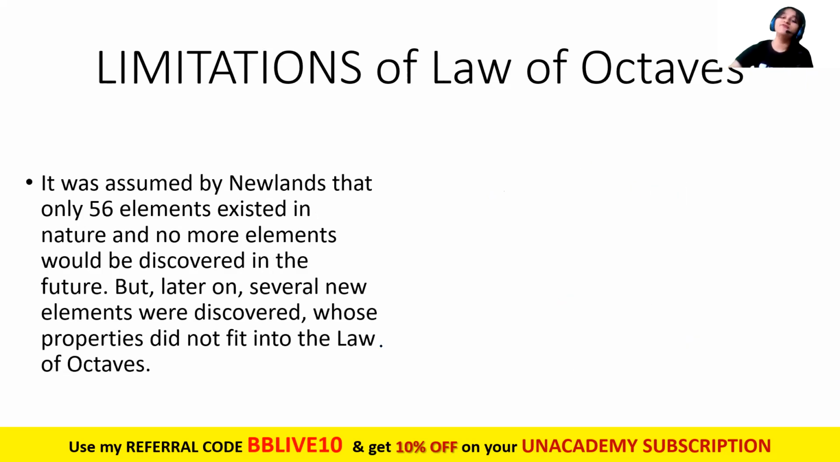During that time, 56 elements were known. How many elements were known? 56 elements were known. But Newland was like, you know what, buddy, I'll tell you a secret. I don't think there are going to be any more elements which are going to be discovered. He was like, yeah, I have these 56 elements and they are going to be it forever. But today we have 118 elements.